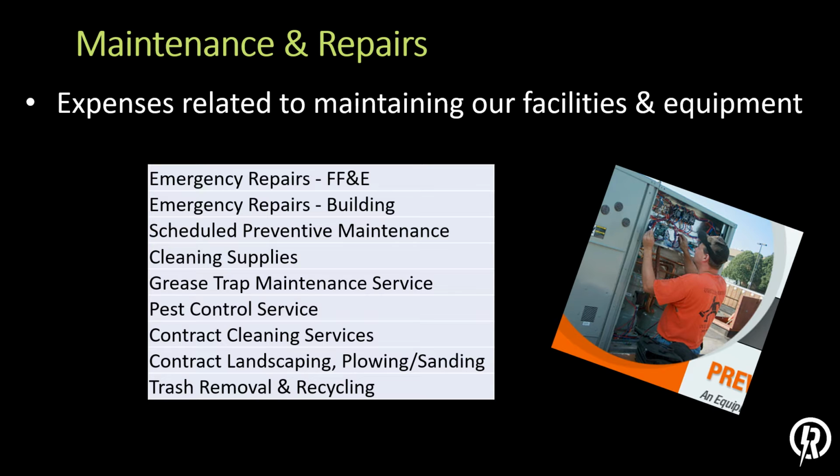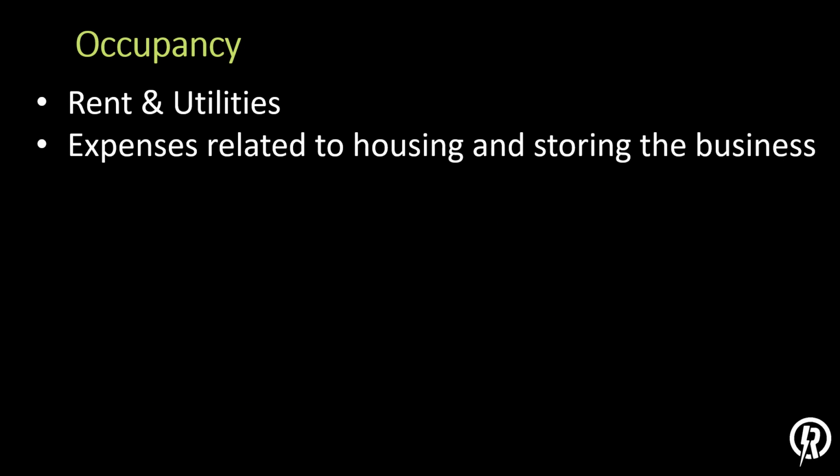Other stuff that's going to show up in maintenance and repairs: cleaning supplies, maintaining our grease traps, pest control, cleaning services, window services, landscaping, plowing, sanding, trash removal and recycling, a big expense in this category. Okay, so maintenance and repairs is basically what it costs us to maintain our facilities and all of the equipment that we use.